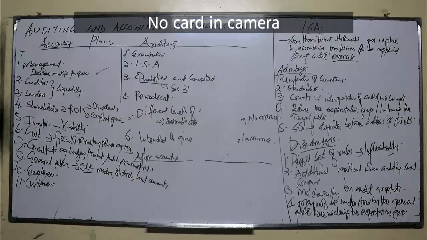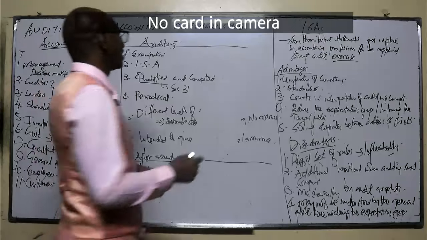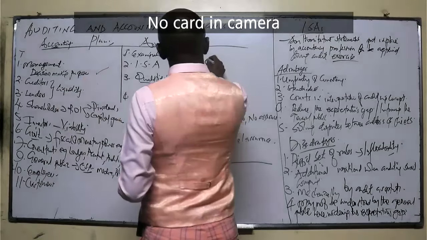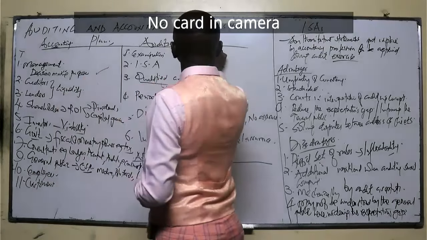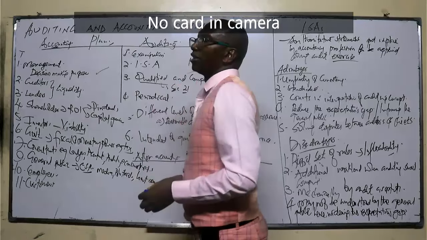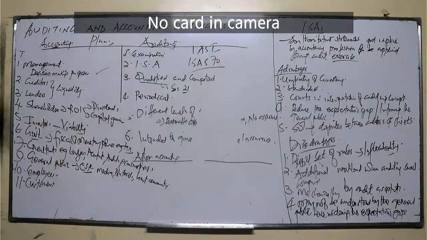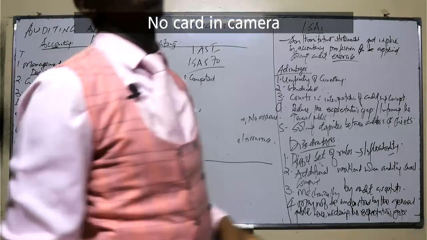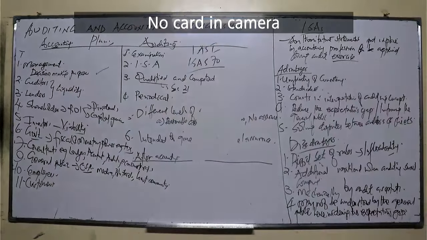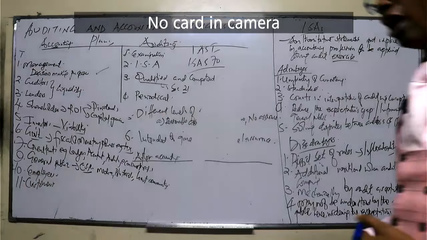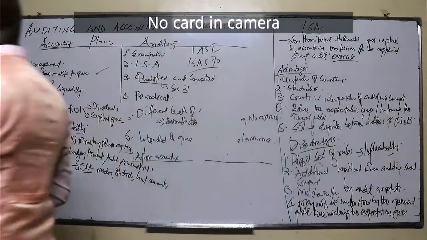Going concern is captured in ISA number 570. In accounting, it's in IAS number 1. We say an entity is a going concern if it will be in operation in the foreseeable future, that this business has no intentions to liquidate, and no intentions to seek protection from creditors. Then it is a going concern.